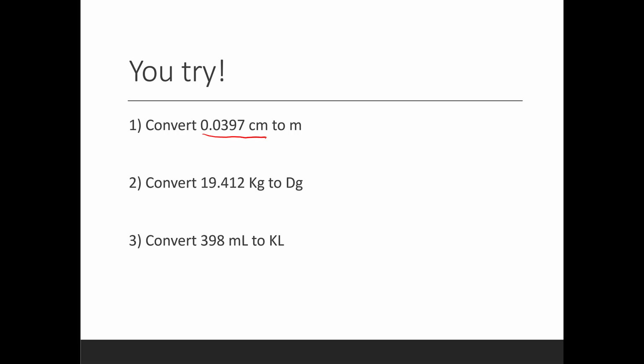So what I'm going to do is, let's picture that metric system that we are working on memorizing in our heads. Meters is here, decimeters is here, centimeters is here. I'm going from centimeters to meters. So that's 1, 2 jumps up the table. Since I'm going up the table, I'm going to move my decimal to the left. So I'm going to move this 1, 2 times, fill in that 0. So my answer is 0.000397 meters. Let's see you try.